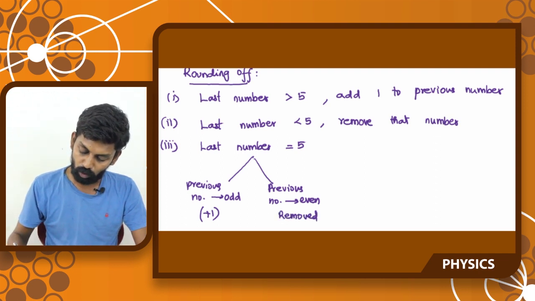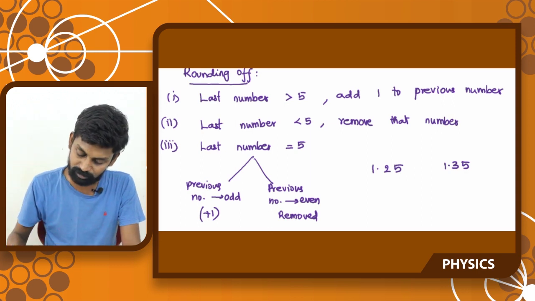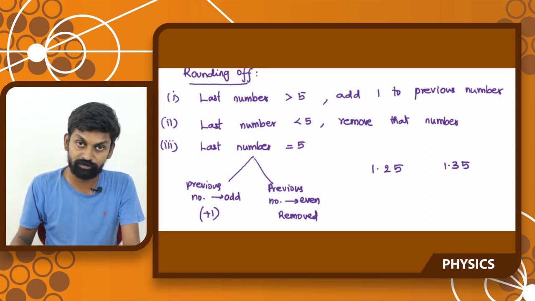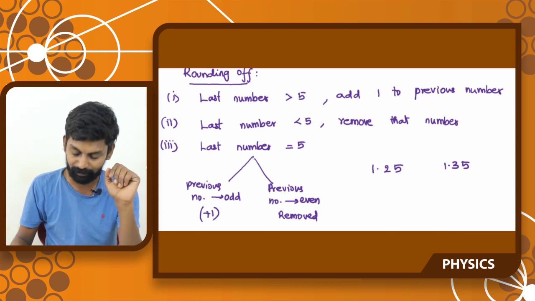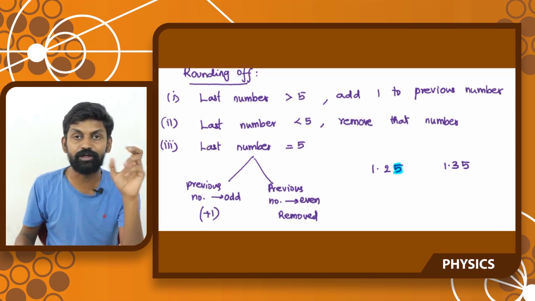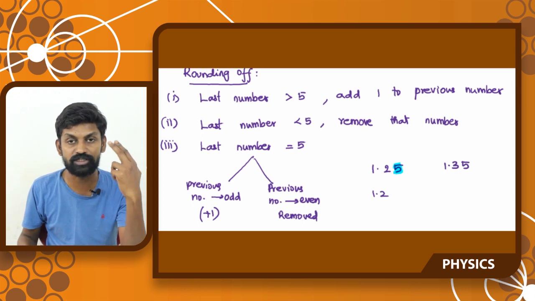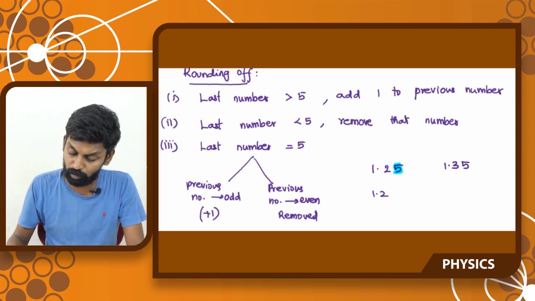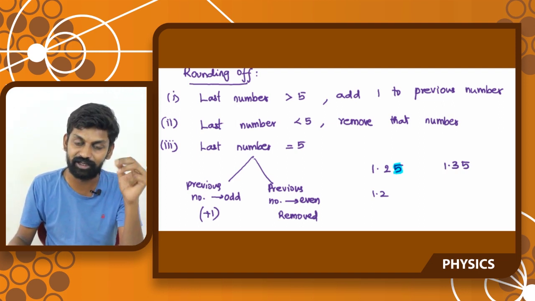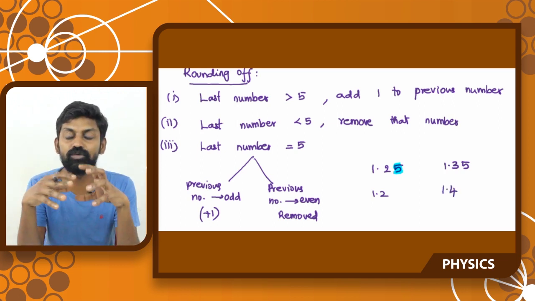See, for example, 1.25 and 1.35. The last number is equal to 5 in both these examples. In the case of 1.25, the previous number is 2, which is an even number. So we simply remove the last number, and when you round it off it becomes 1.2. There are only two significant figures now. Likewise, in the number 1.35, the last digit is 5 and the previous number is an odd number, 3. So you have to add 1 to that previous number, and it becomes 1.4. So these are the rules for rounding off.